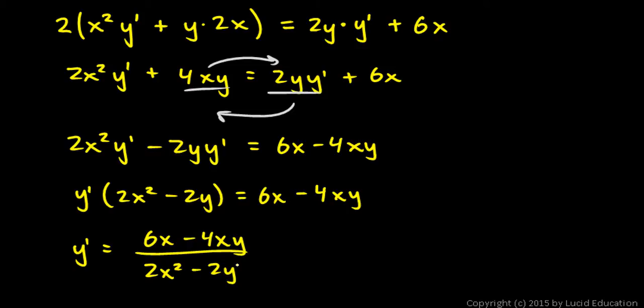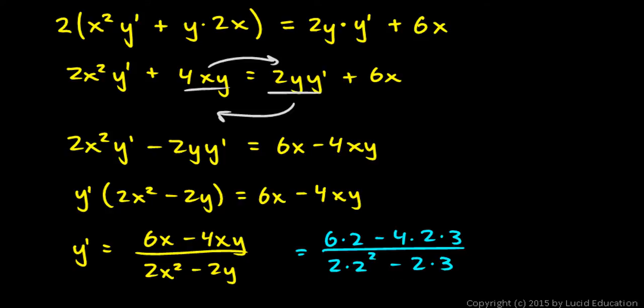And we need to find this at the point 2 comma 3. So x is 2 and y is 3. So this is going to be 6 times 2 minus 4 times 2 times 3 over 2 times 2 squared minus 2 times 3. And I can evaluate this and get a number. You see what I did here? All I did was put in 2 for x and 3 for y.